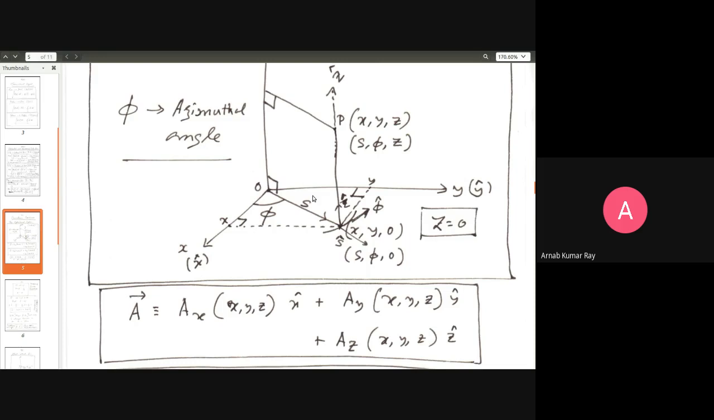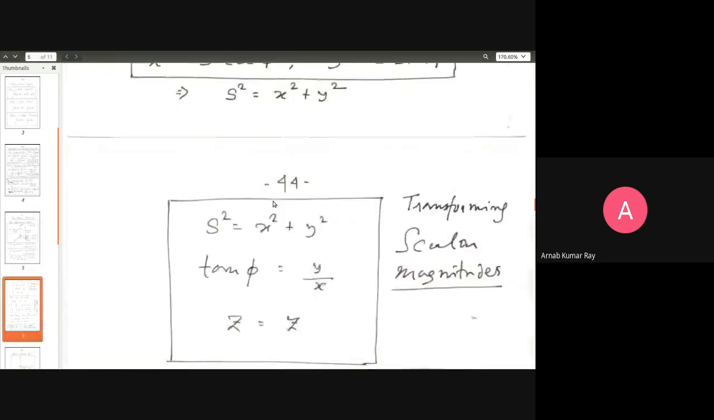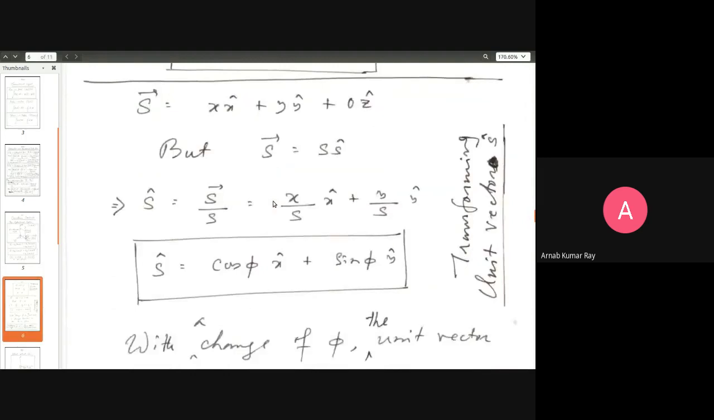Now when phi is equal to 90 degrees, cos phi will be 0 and sin phi will be 1. Therefore, S cap will be along the Y direction. I've just given you two very simple examples. You can apply all the other values and you can see that the unit vector S cap will keep changing direction depending on the value of phi. That is a matter of common sense by now, so you shouldn't have any difficulty.